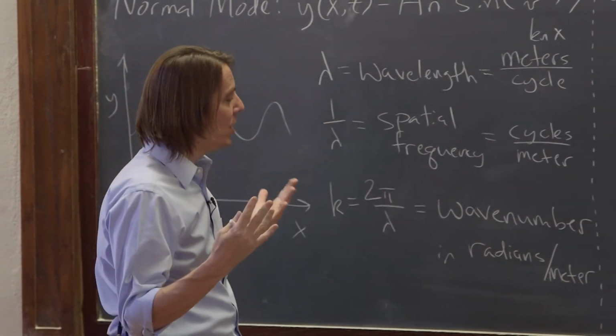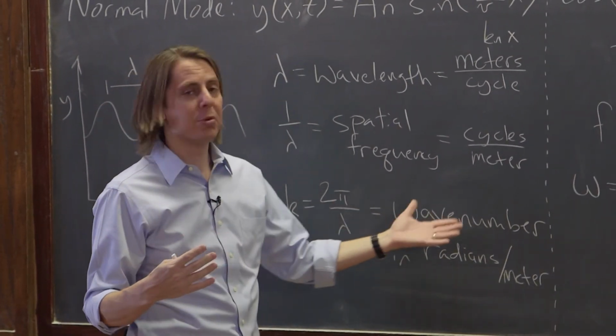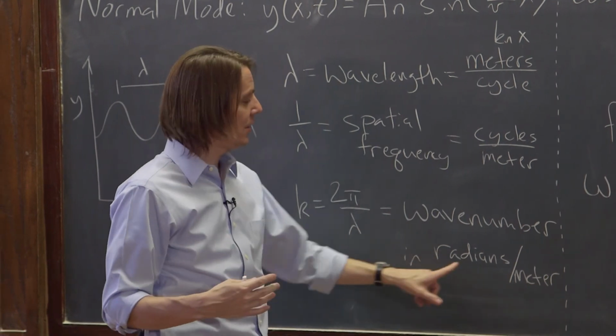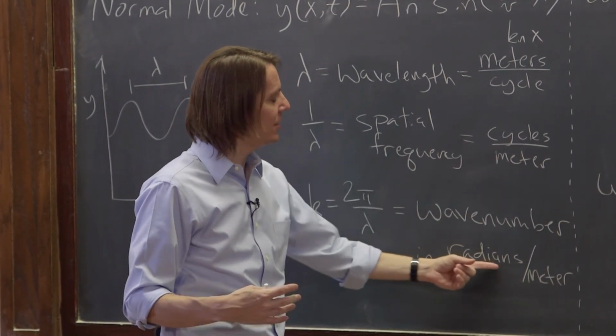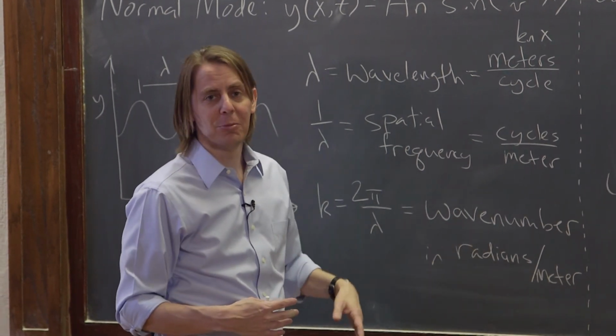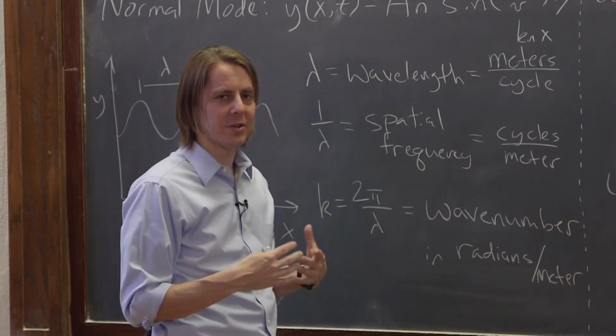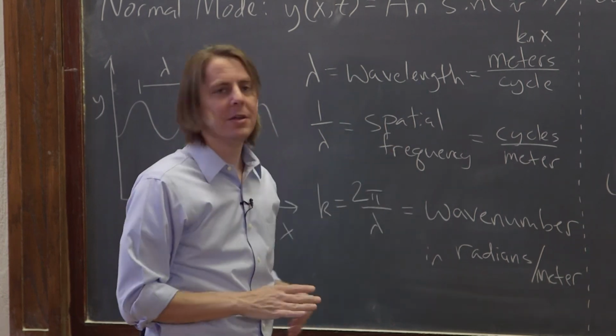And the name wave number is because it's literally the number of waves per meter. How many waves? This many waves. Cycles would literally be counting the waves. Radians per meter is counting the radians per meter. But that's what it means by wave number. It is actually the number of waves that you can fit in this amount of space.